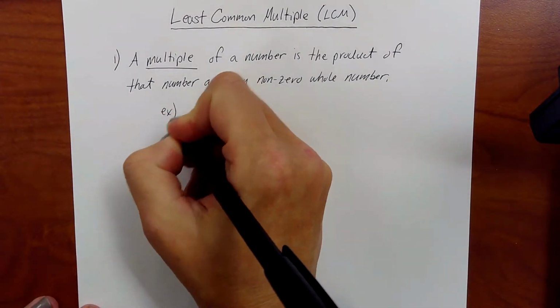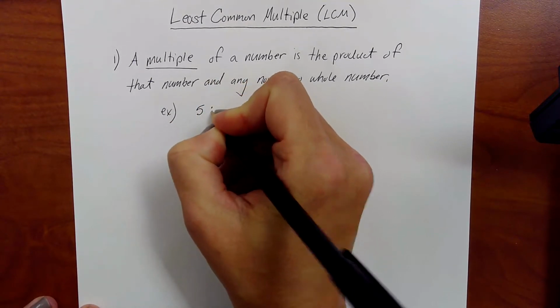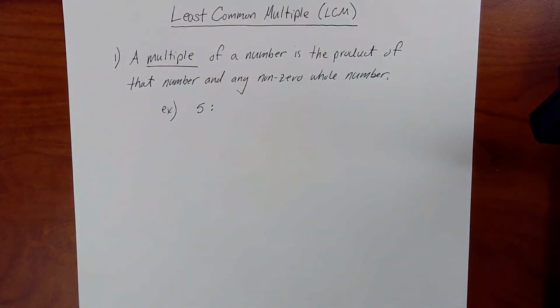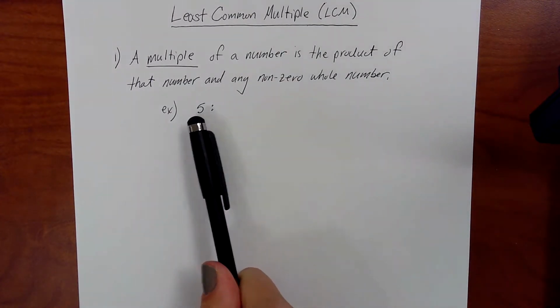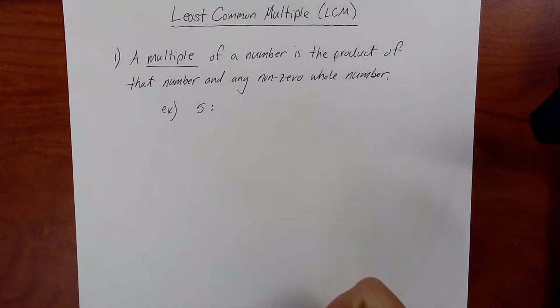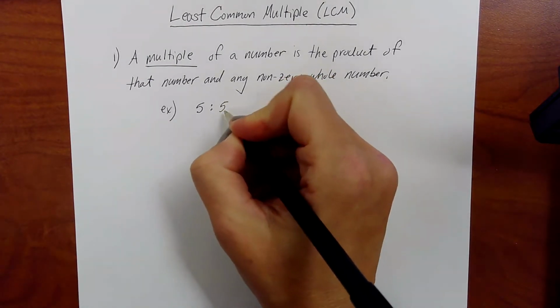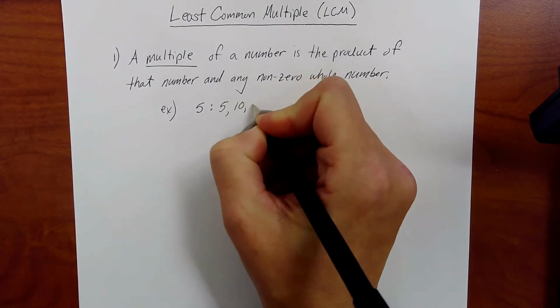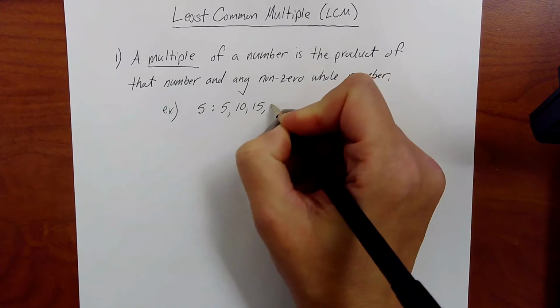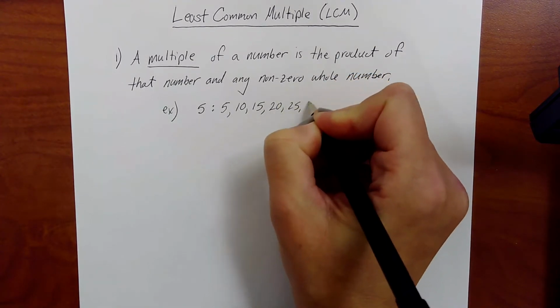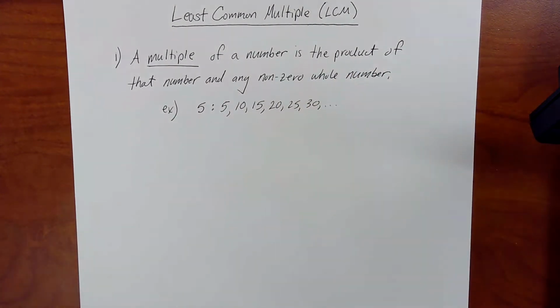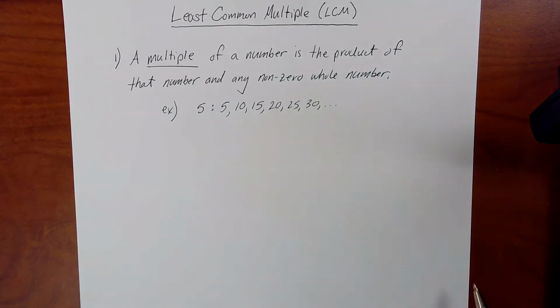So for example, if we were going to list the multiples of 5, the first multiple you would get by doing 5 times 1, right? That's the first non-zero whole number. So 5 times 1 is 5. 5 times 2, 10. 5 times 3, 15. 20, 25, 30. You get the idea. Okay, so those are the multiples.